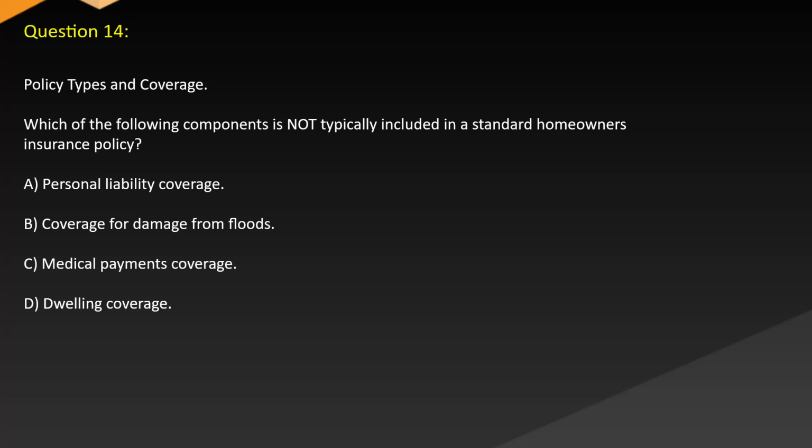Question 14. Policy types and coverage. Which of the following components is NOT typically included in a standard homeowner's insurance policy? A. Personal liability coverage. B. Coverage for damage from floods. C. Medical payments coverage. D. Dwelling coverage.